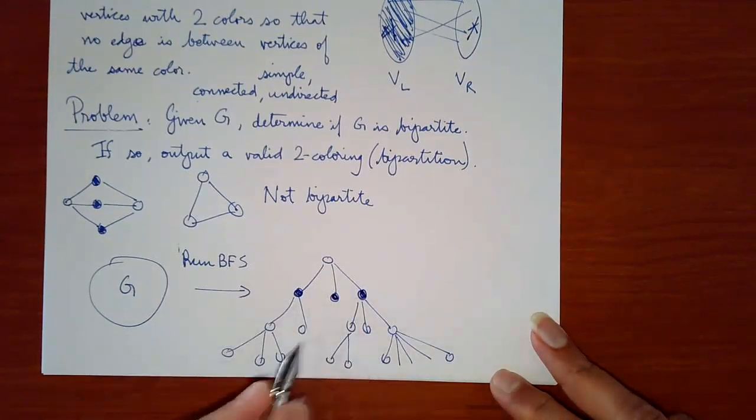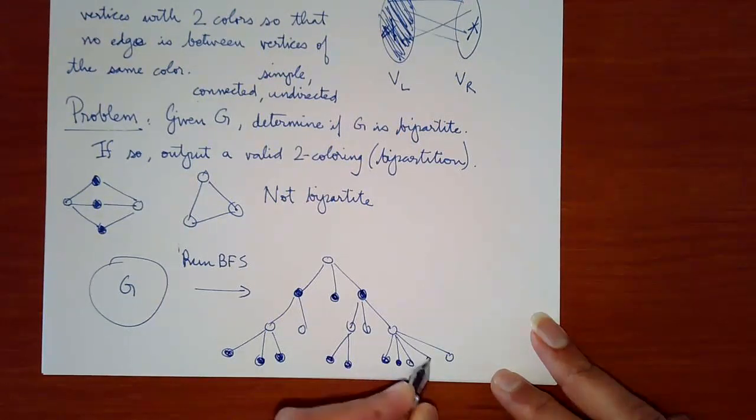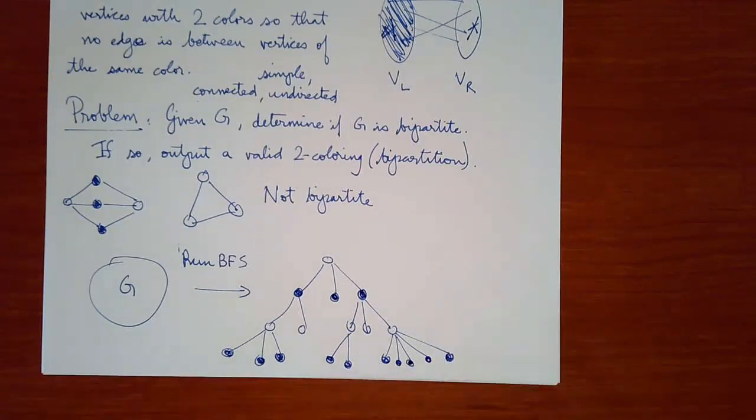Fine. So I got my BFS tree, and then I did this. Is this a valid two coloring? I mean, there could be other edges. If we know it's bipartite. Okay, all right, fair enough. If you know it's bipartite, then it's a valid two coloring. Why? Good question. So you're saying suppose the graph is bipartite, this is a valid two coloring. Why is that?